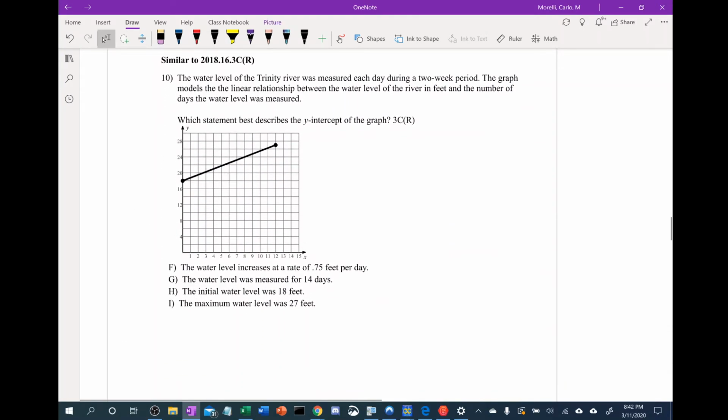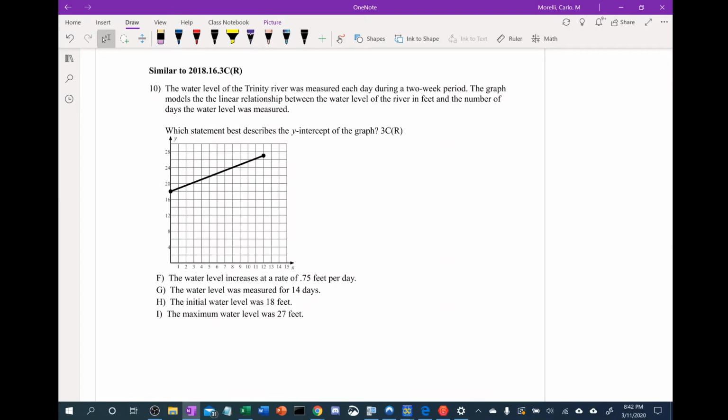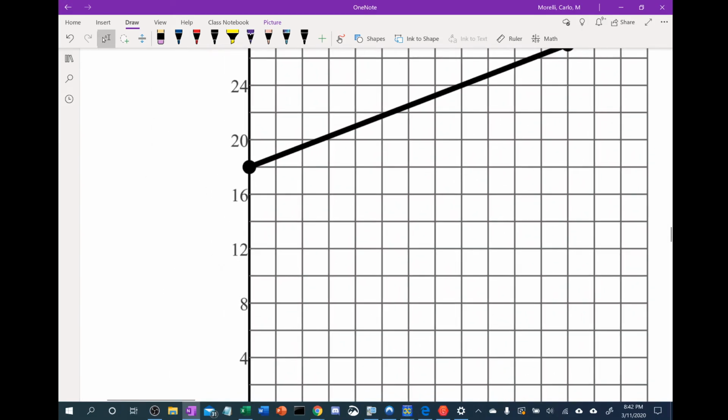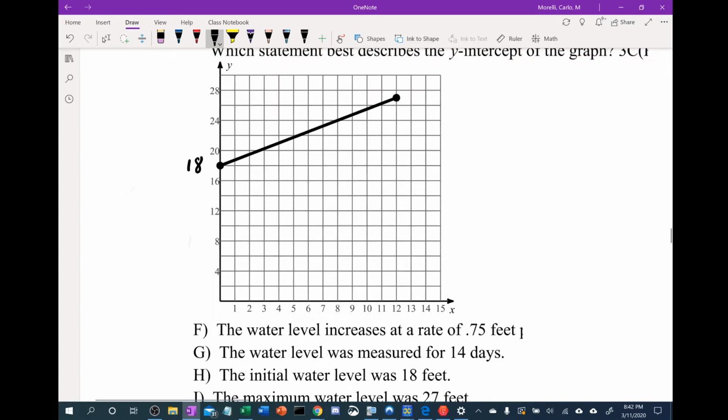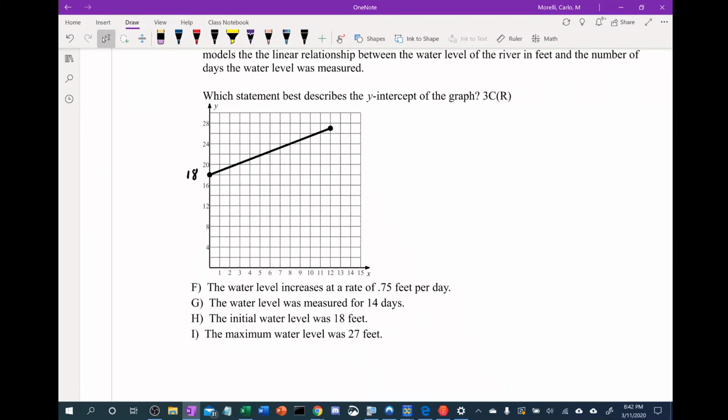Moving on. The water level of the Trinity River was measured each day during a 2-week period. The graph models the linear relationship between the water level of the river in feet and the number of days the water level was measured. Which statement best describes the y-intercept of the graph? Let's zoom in on that. And that y-intercept is 18. Well, so this is like the height, okay?